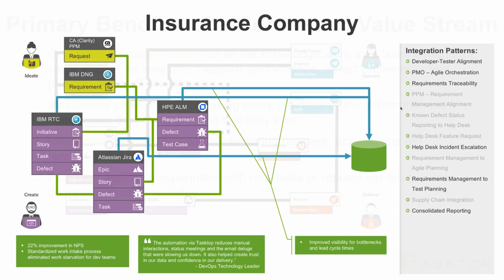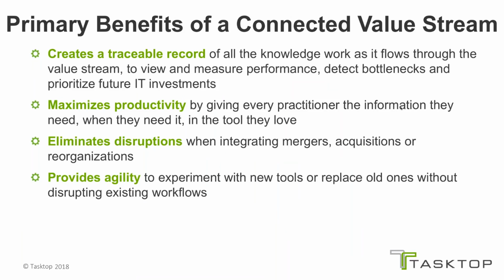So that's the five use cases. I just want to summarize that, and I think there are clearly some themes throughout this presentation. The primary benefits of a connected value stream are really around creating a traceable record, but in an automated fashion, maximizing productivity, eliminating disruption, and all of those things really end up providing the ability to have more agility and ability to experiment and have tight feedback loops throughout the organization.